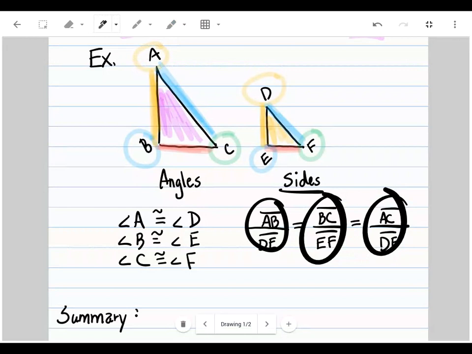Now, again, if you need me to go slower, just pause the video so you can copy it down, go back, write it down again. But again, the expectation is that you have this done by Monday.